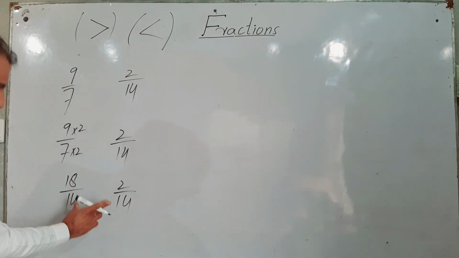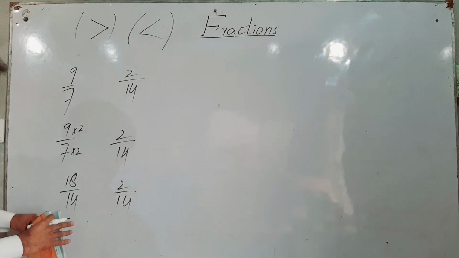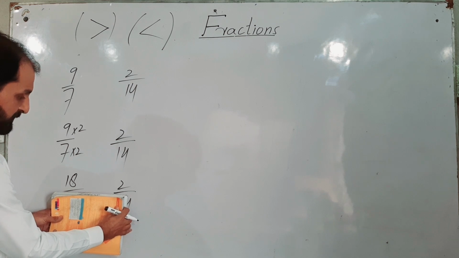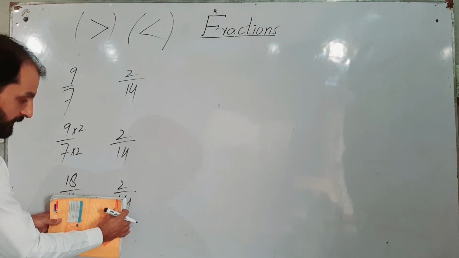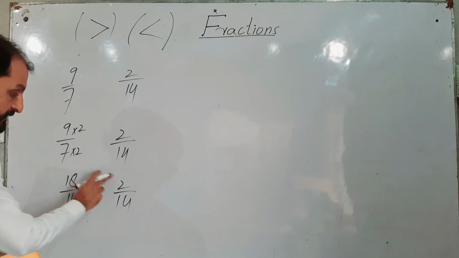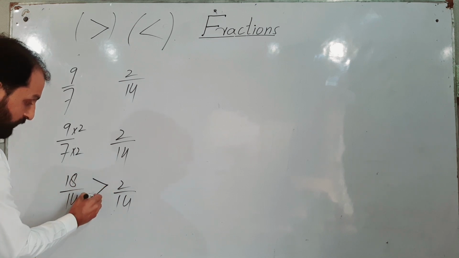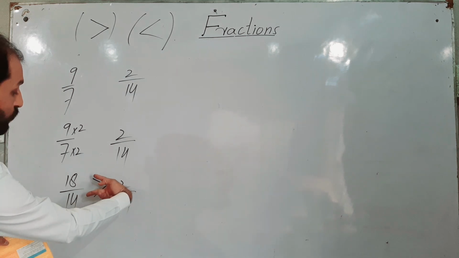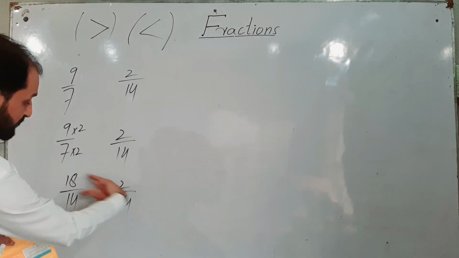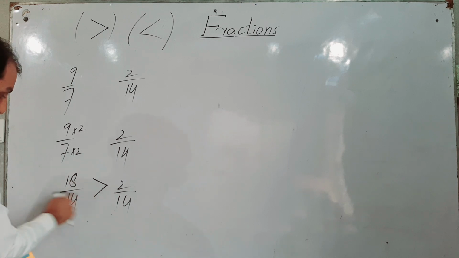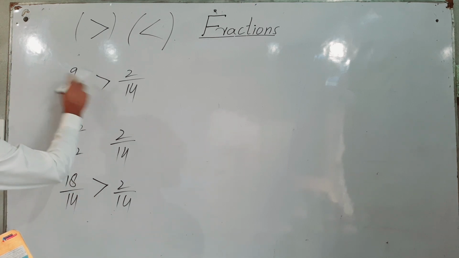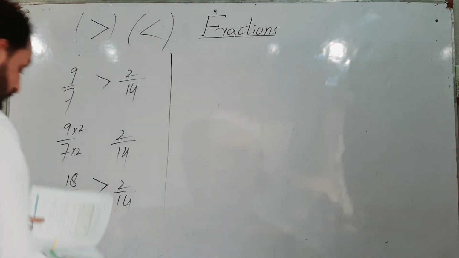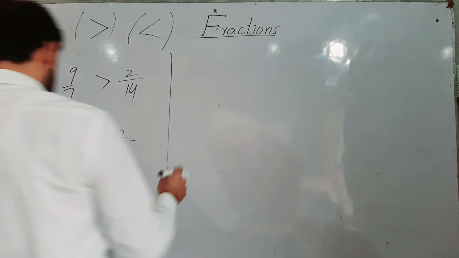Now you can see the denominators are the same. It means we can ignore the denominators. Now check, is 18 greater than 2 or is 2 greater than 18? It means 18 is greater than 2. We will place the sign opening towards the 18. Always, the opening of the greater sign will be towards the greater number. It means this is greater, then we can place a sign: left hand side is greater. This is the example of greater than. Now we have another example of greater than or less than.